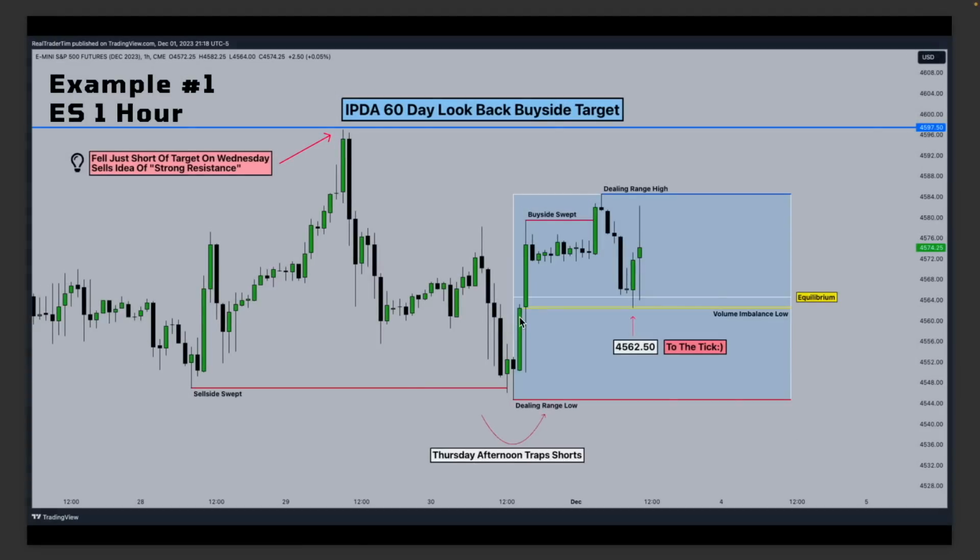Now, what do we have annotated? These yellow lines are a volume imbalance. You can see price to the tick came down and tapped that volume imbalance low at 45.6250. Now let's look closer. If price only goes to liquidity or inefficiency, where is the inefficiency below this volume imbalance? There is none. Where's the liquidity below this volume imbalance? It's the dealing range low.